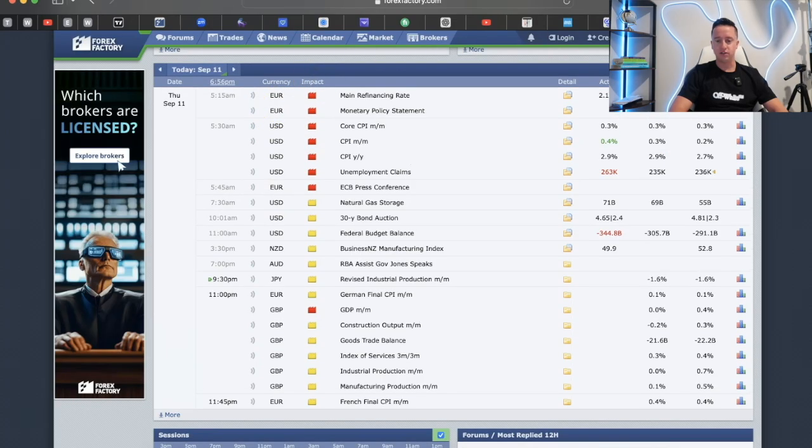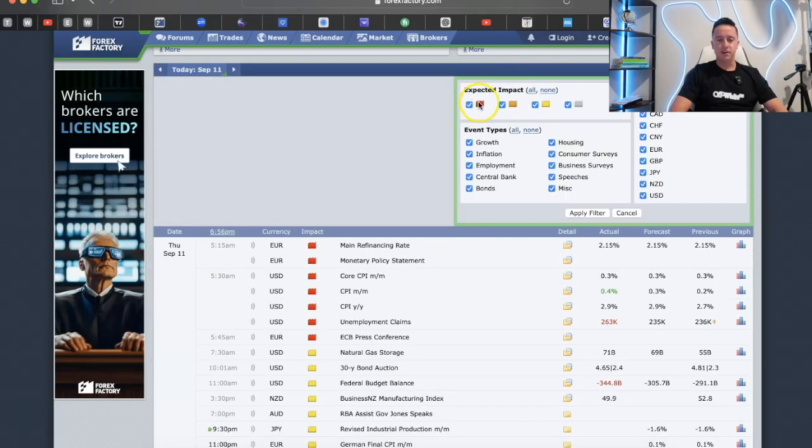So if you guys go to this little filter button right here, click it, there's different impacts of news. There's high impact news, which I mainly focus on. There's medium impact news, and there's low impact news. There also are event types. When I'm looking at the event types, I usually have all of them clicked. With the expected impact, I only usually have the high impact news. Now, medium and low impact, they don't have the biggest impact on the market. That's why I don't look at them. Lastly, when it comes to currencies, I usually just have the USD clicked.